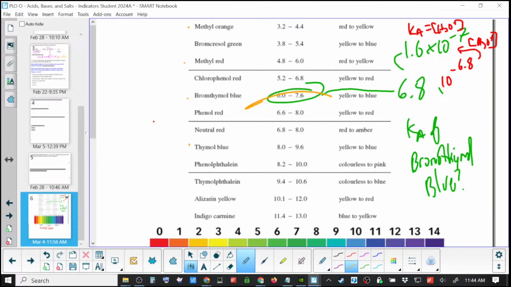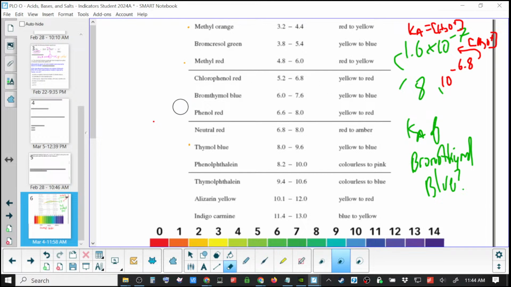It's not impossible. What are you talking about? Oh wait, no, I take the Ka and then I go... It says, so don't I go negative log of my Ka? What if I just copy this? This is 5.2 to 6.8.